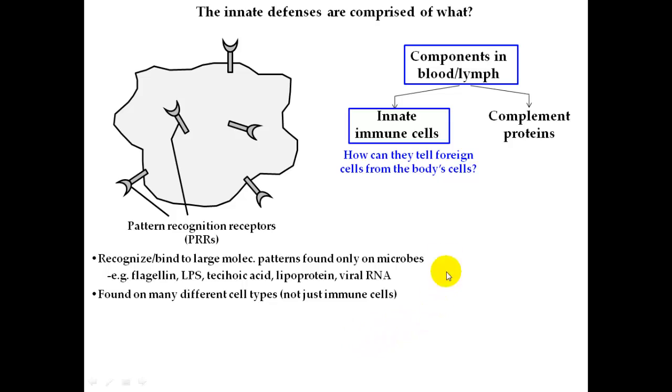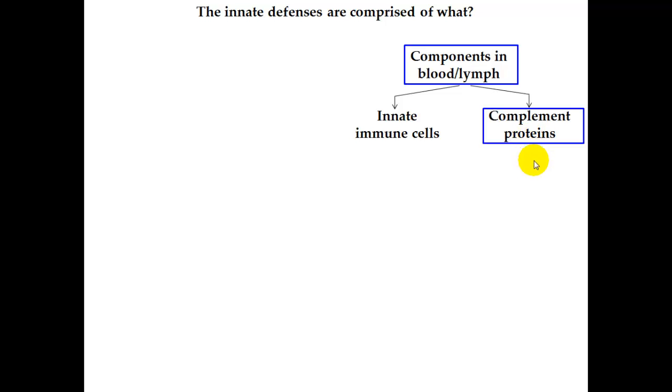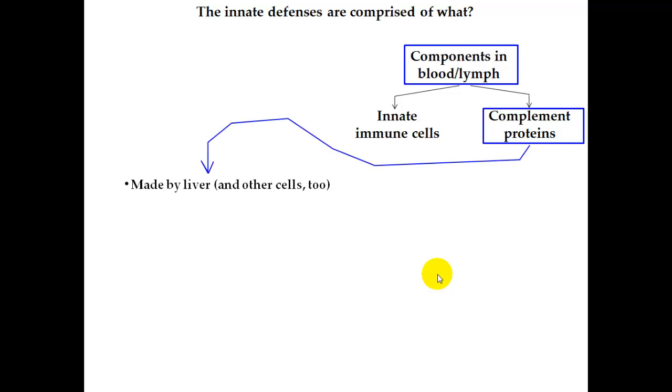All right, so we have these cells in our blood that can protect us against pathogens. The way that they know what to attack is because they have these things called pattern recognition receptors. What we'll do next is say a few things about this other thing that you find in the blood and the lymph that can also act to protect us against pathogens, and that's the complement proteins. It turns out that these complement proteins are made by liver cells. Other cells make them too, but liver cells make a lot of the complement proteins that you find in the blood and also the lymph.